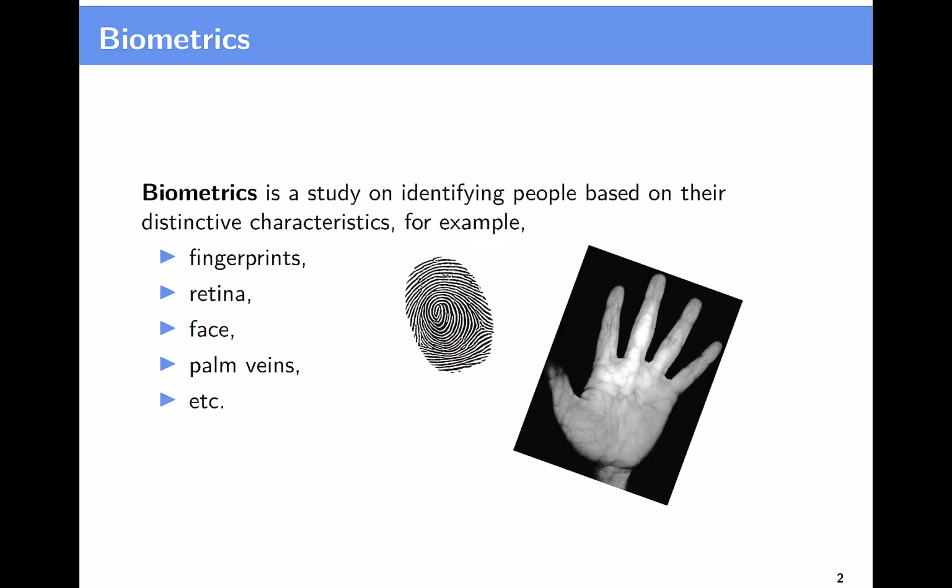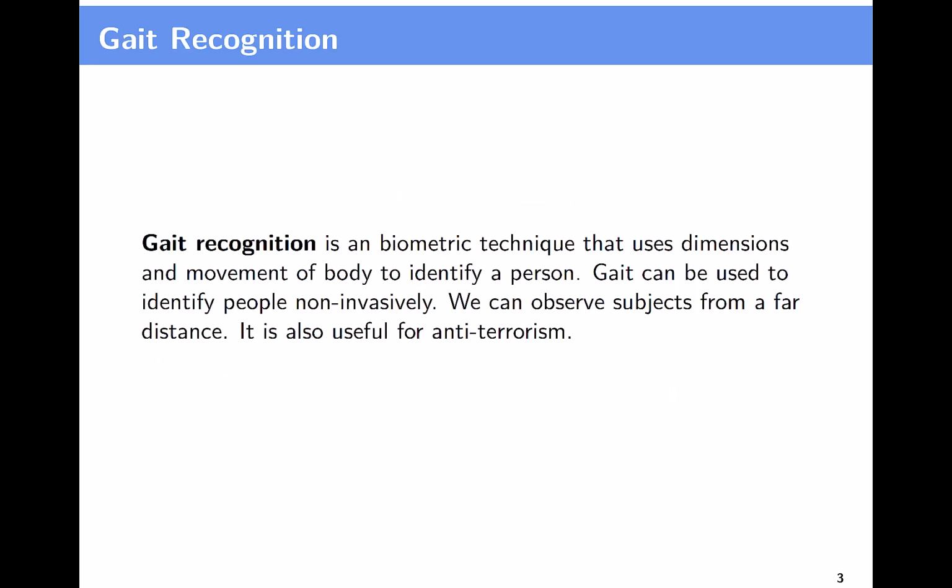In this work, we're focusing on developing a biometrics technique that is able to detect the characteristics of human beings. Biometrics is the study of identifying people based on their distinctive characteristics. Nowadays, we have several types of biometrics, such as fingerprint, retina, face, or palm vein. Gait, or the movement of the human body, can be used as a biometric. Gait recognition is a biometric technique that uses dimensions and movements of the body to identify a person.